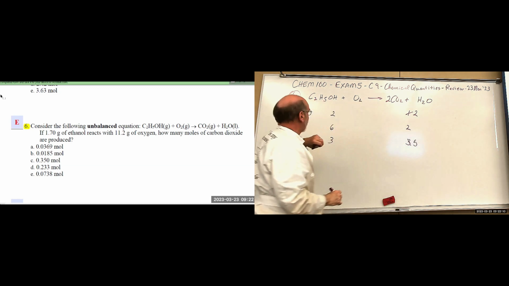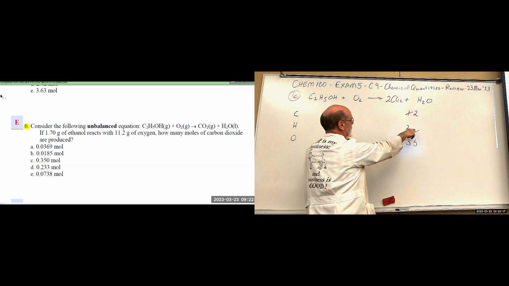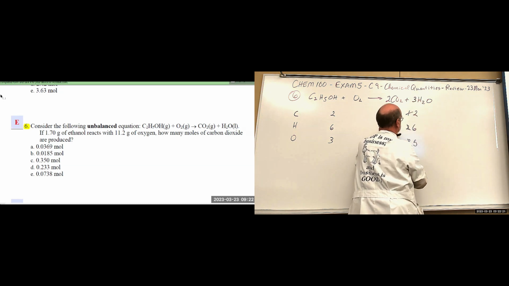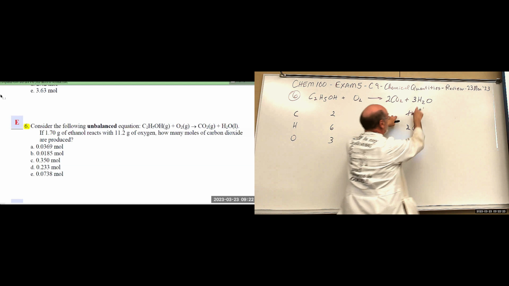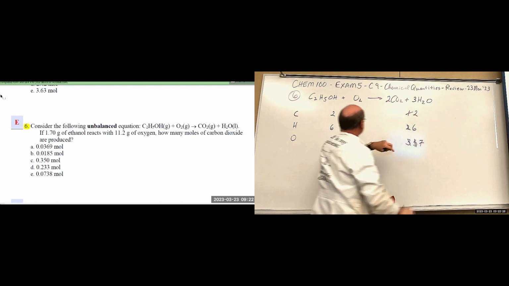Okay. So how about hydrogens? Right? We need 6 hydrogens on this side, don't we? So that's 6 hydrogens. Okay? But it also changes to 3 plus 4 is 7 oxygens.